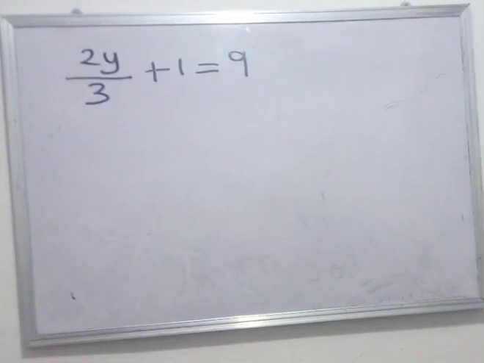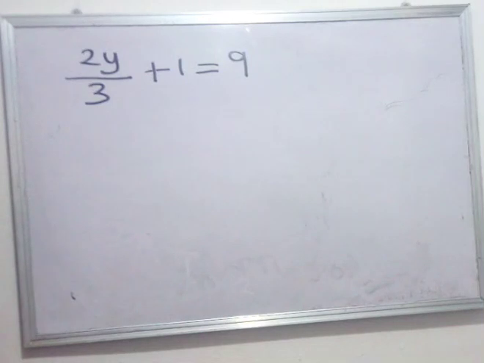I'm going to show you two methods to solve this equation. These two methods are very fast and easy methods that you can use, and they are mathematically accepted worldwide. First off, the first method I'm going to teach you is that of collecting like terms.